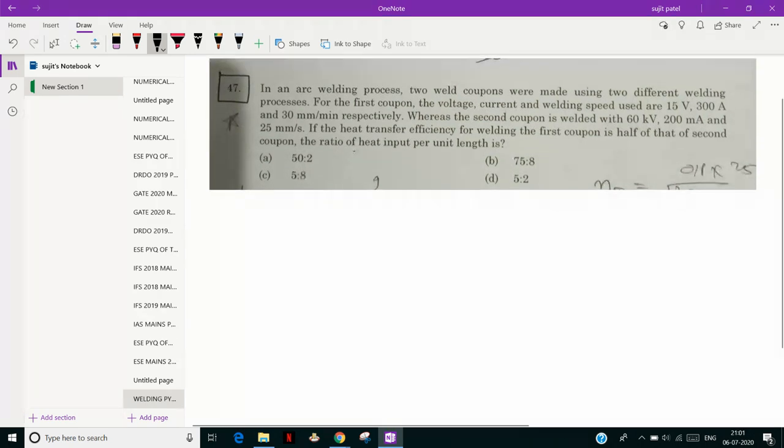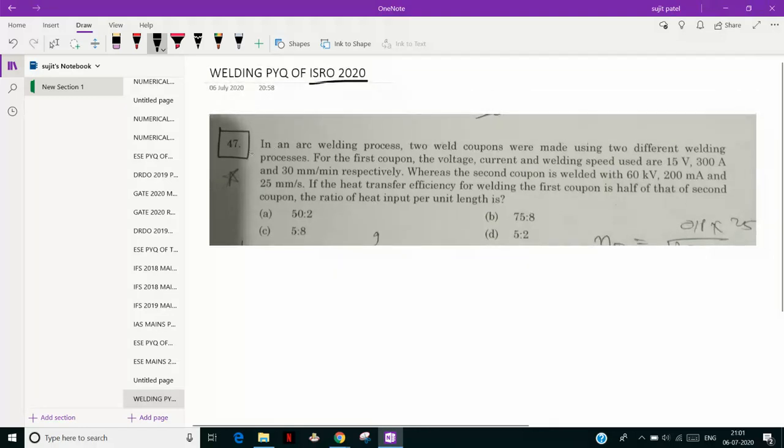The question is: in an arc welding process, two weld coupons were made using two different welding processes. Weld coupons means two different joints, first and second. Two plates are joined, and that element is called a coupon. So these two different coupons are made by using two different welding processes.